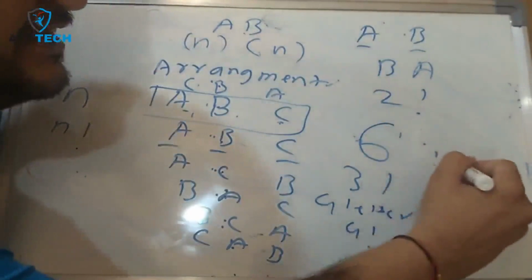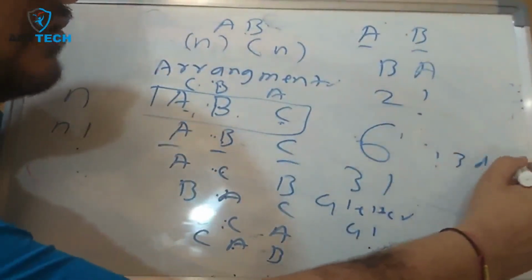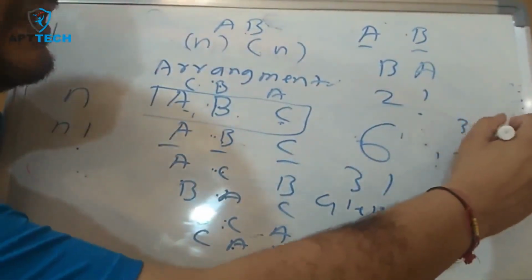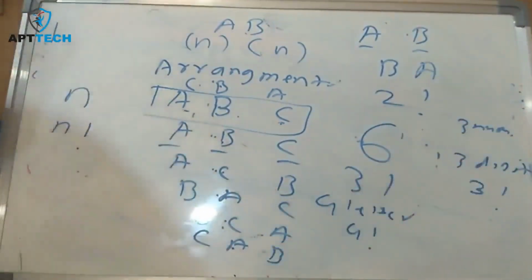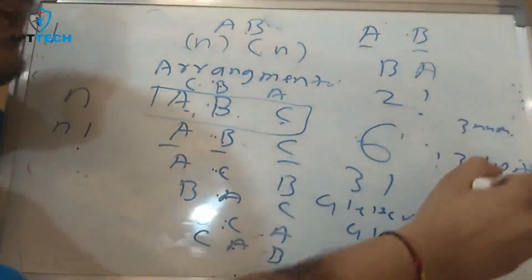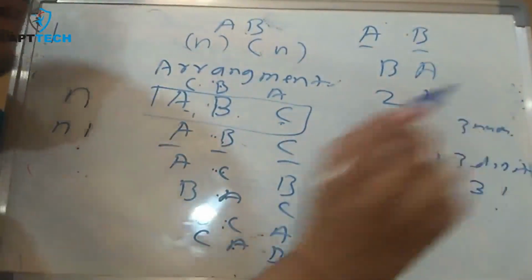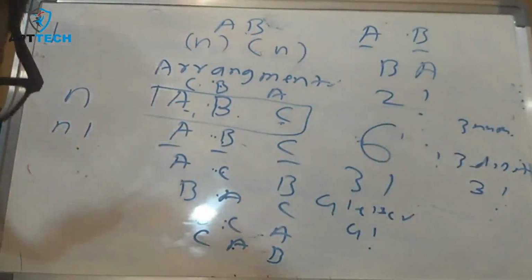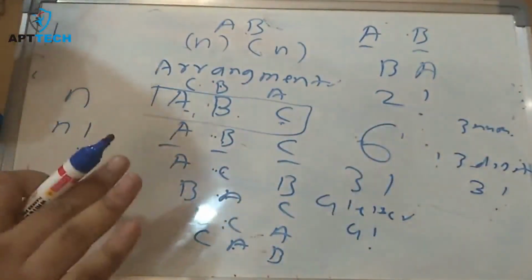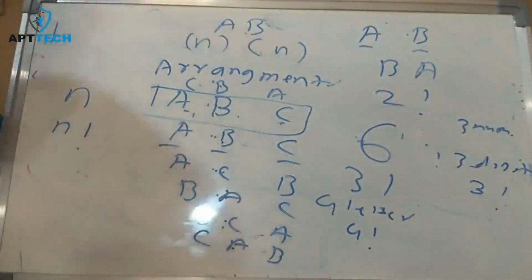Okay, 3 numbers can form 3 factorial 3-digit numbers. So n people, n places, n factorial. 4 numbers, a 4-digit number, would be 4 factorial.